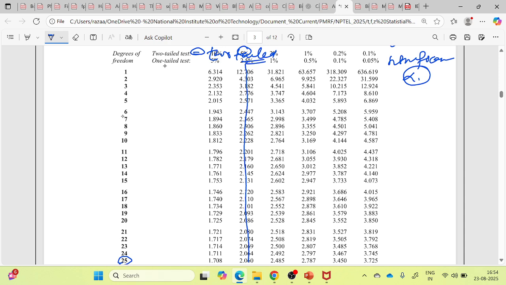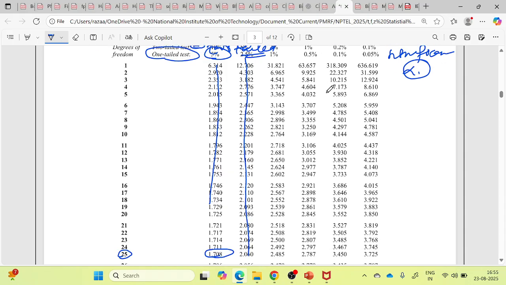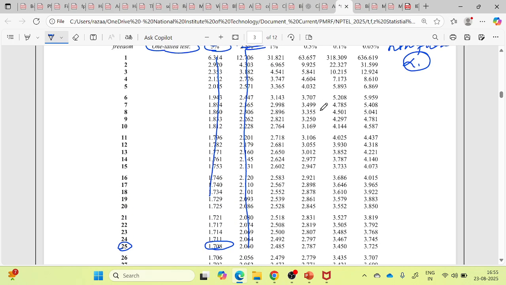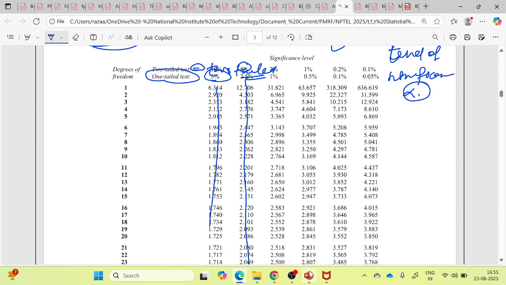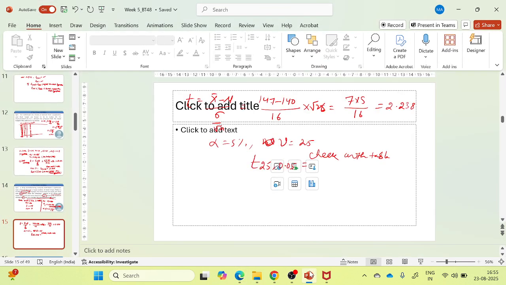Now for our case, we have the one tail test, 5% alpha. So we'll come back here, and the T tabulated is going to be 1.708. Is it clear? If it is a two tail test at 5%, we see this one, and for a two tail test at 1%, we see this one. So the one tail test will become 0.5. Hopefully that is clear now.